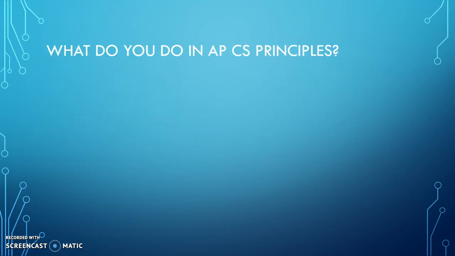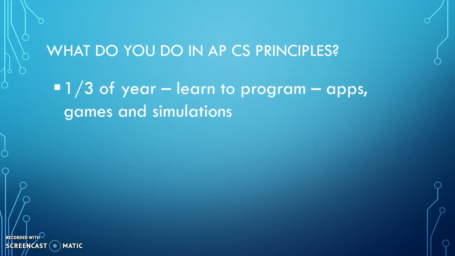So what will we do in each of these classes? Let's look first of all at Computer Science Principles. It's designed for people who have never taken a computer science class in their life and have no idea how to write code. For about a third of the year, we spend time learning how to basically write code. We write simple apps, games, simulations, things you can run on your phone.